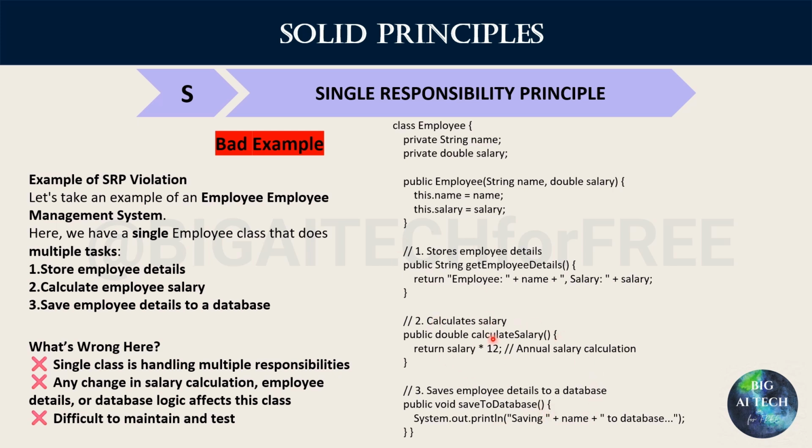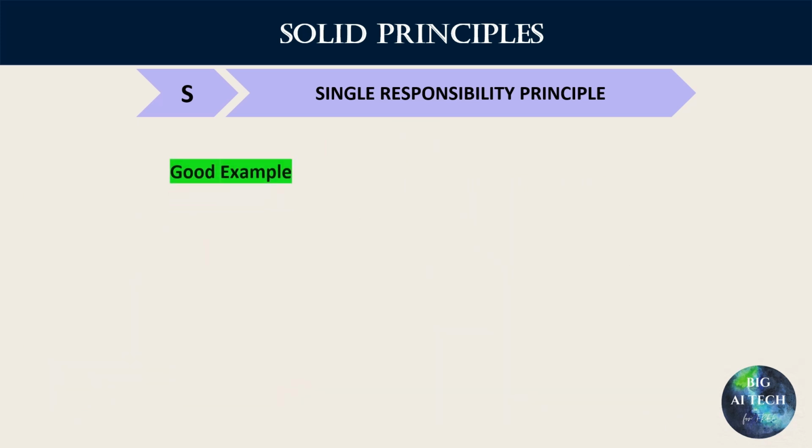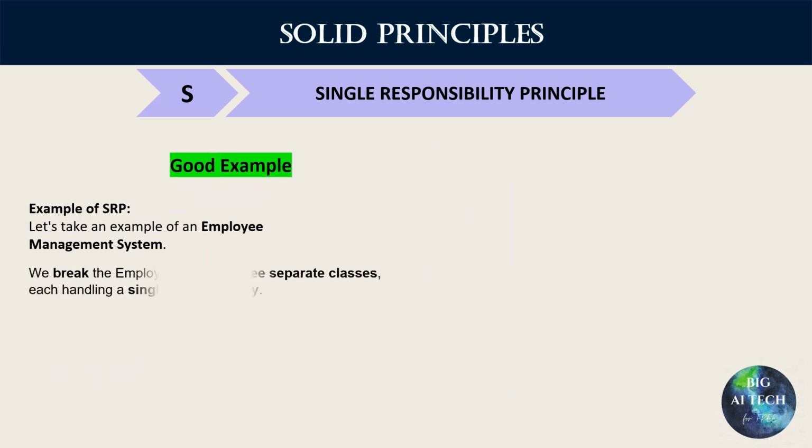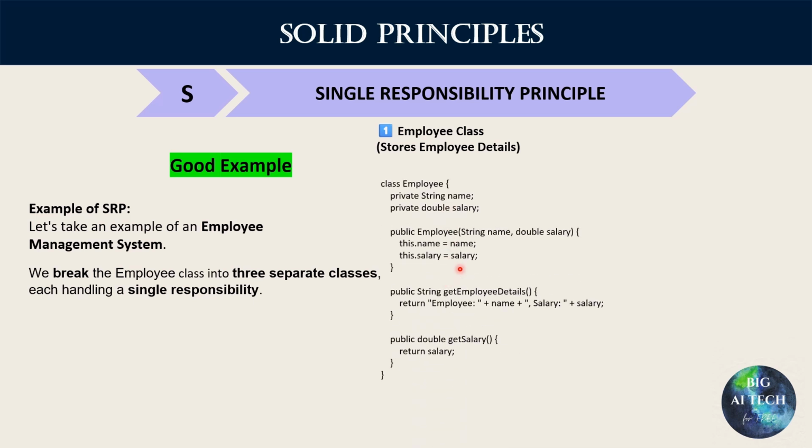So how do we do this in the right way? Let's see the next example. If you take the same example, we break this employee class into three separate classes, each one handling a single responsibility. For example, this employee class stores the employee details, you can check this employee details class.